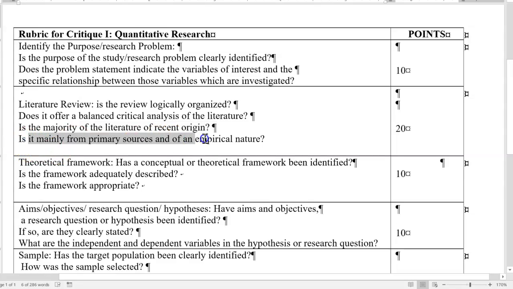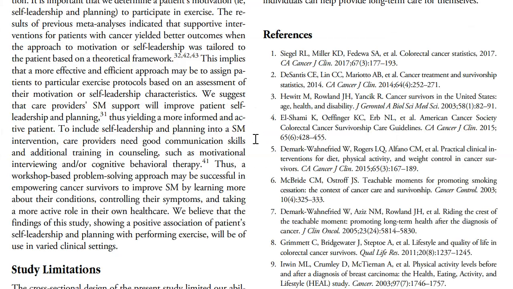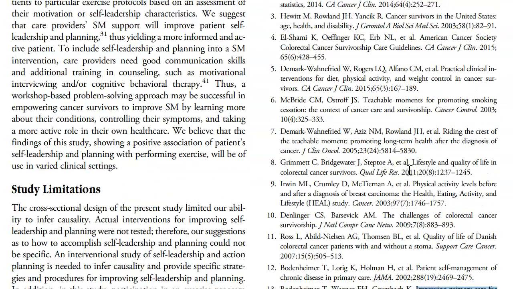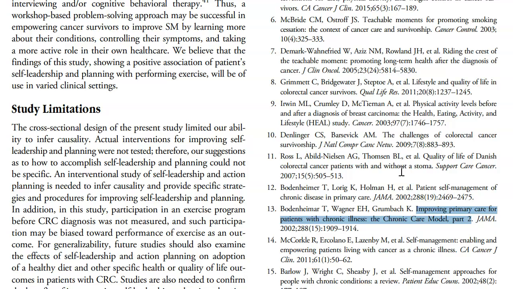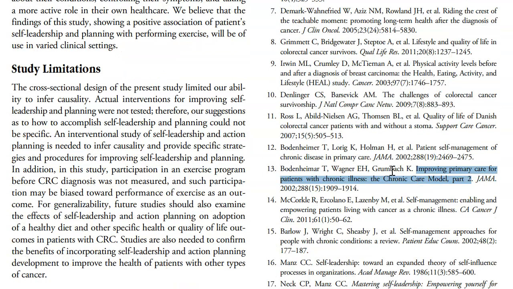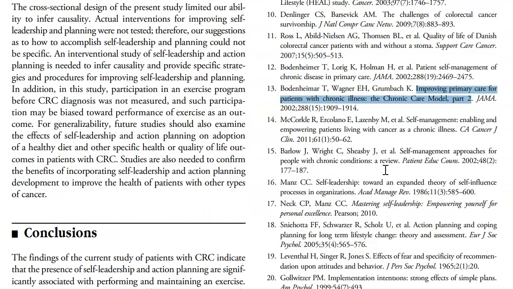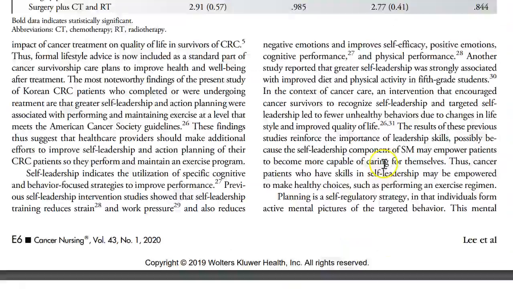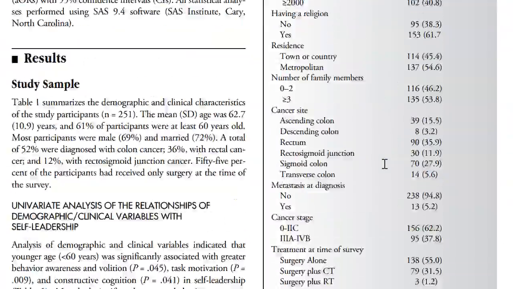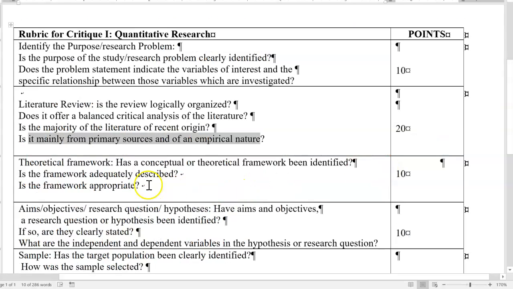And then is it mainly from primary sources and of an empirical nature? It looks like very few of these were review studies. I was just kind of eyeballing it here as I went down. You would want to see, are they review studies or are they original research studies? Anyway, I think that part is mostly fine. Okay, so let's come back up now and do the next section.